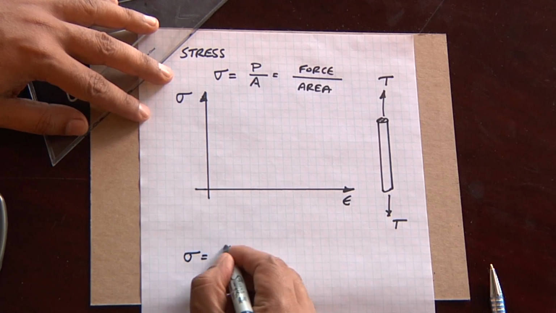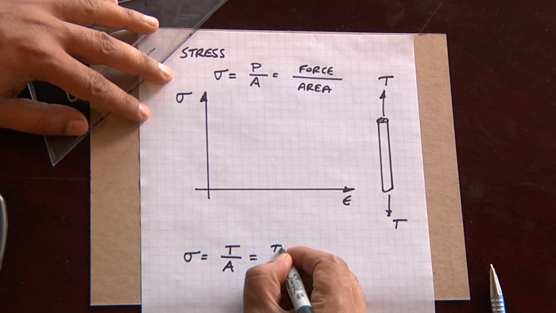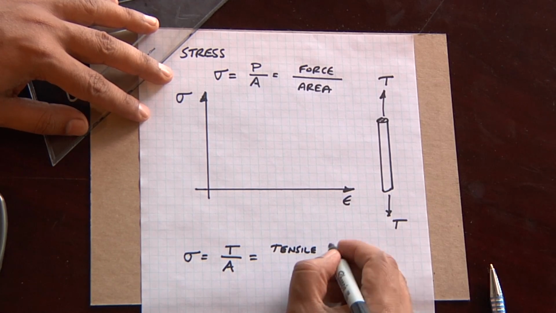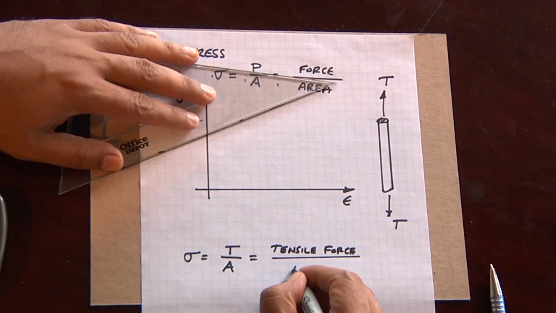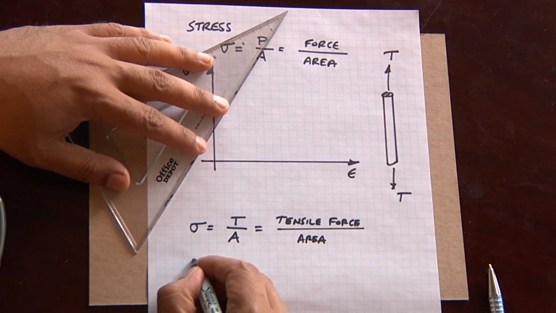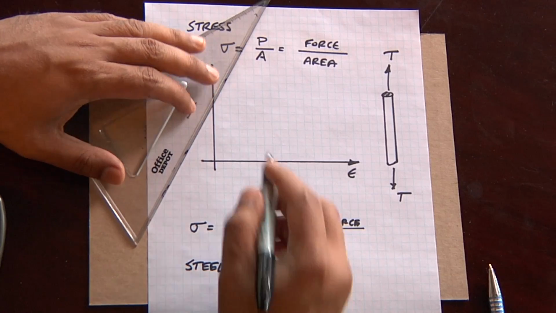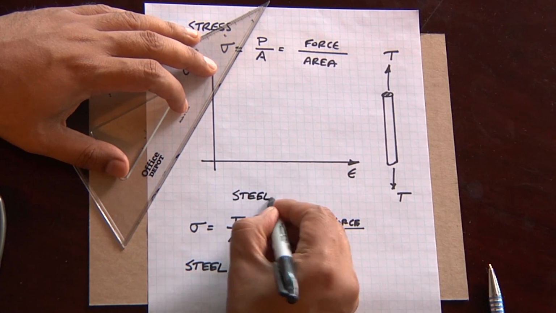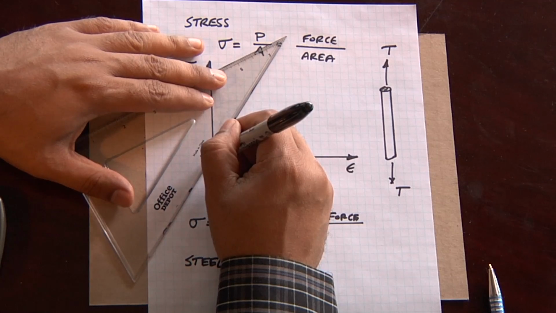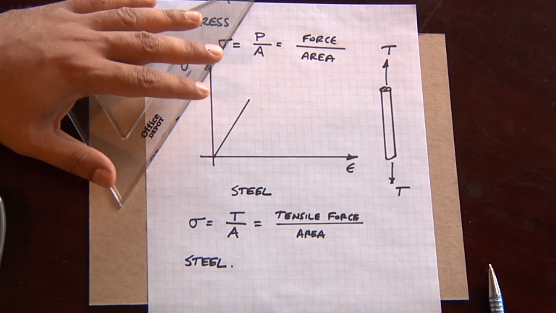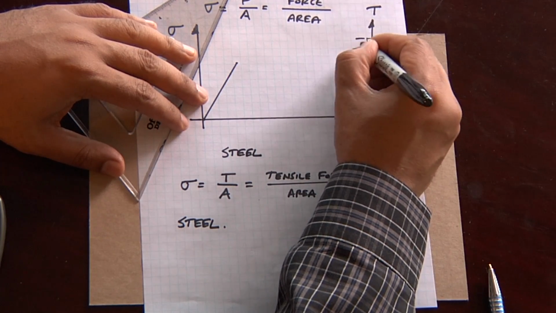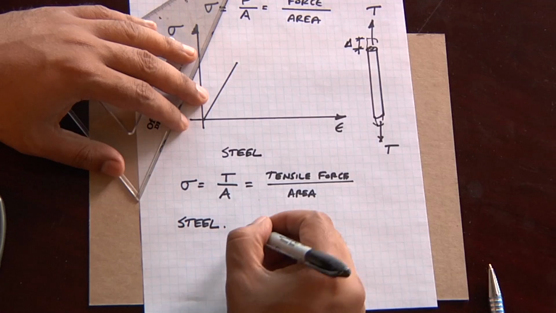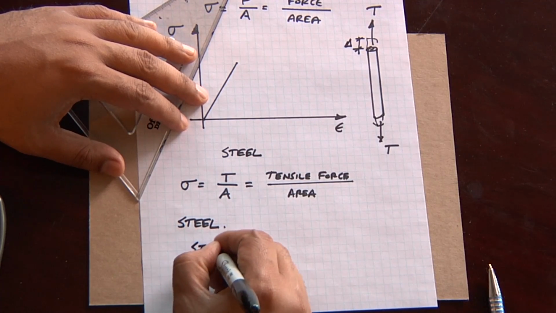So the stress is going to be T over A, the tensile force divided by the net area of the rebar. The graph, and this is only for steel, is going to look like this. It's going to remain linear to a certain portion. The deflection of the bar, as the bar continues to deflect, delta, is measured by what we call strain.